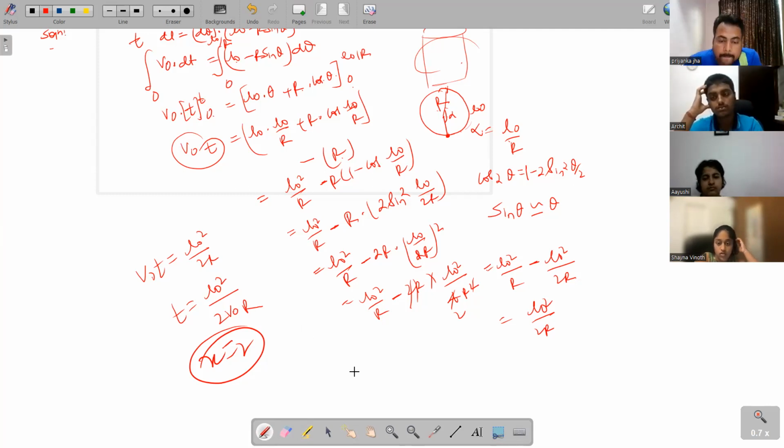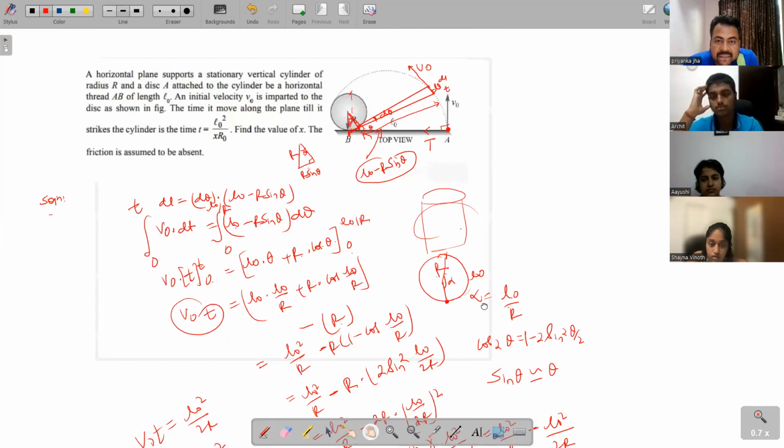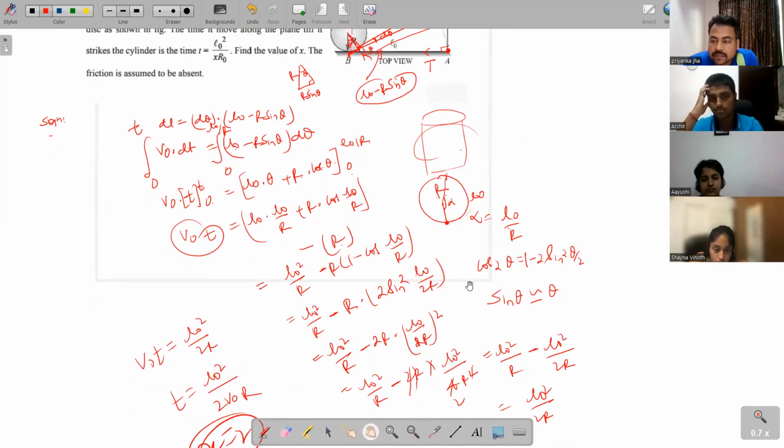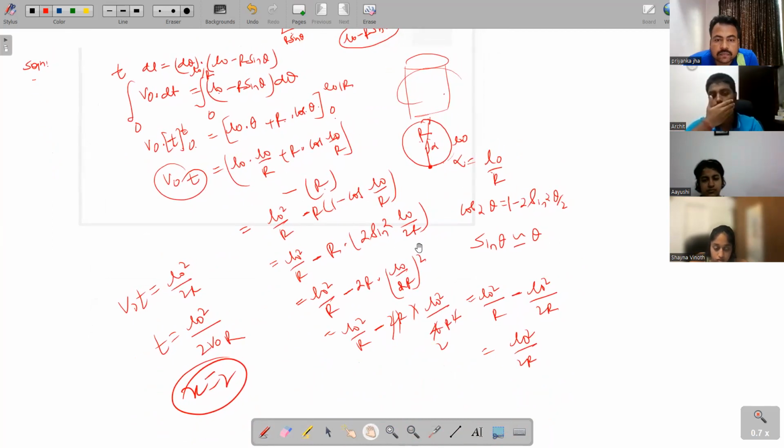Sir, can you explain this step again? After 2 sine square L naught by 2r, how did we get that? If theta is very small, sin theta can be written as theta. Or tan theta can be written as theta, if theta is very small. So I just put sine theta equal to theta. So theta is L naught by 2r, and then square this and solve it.